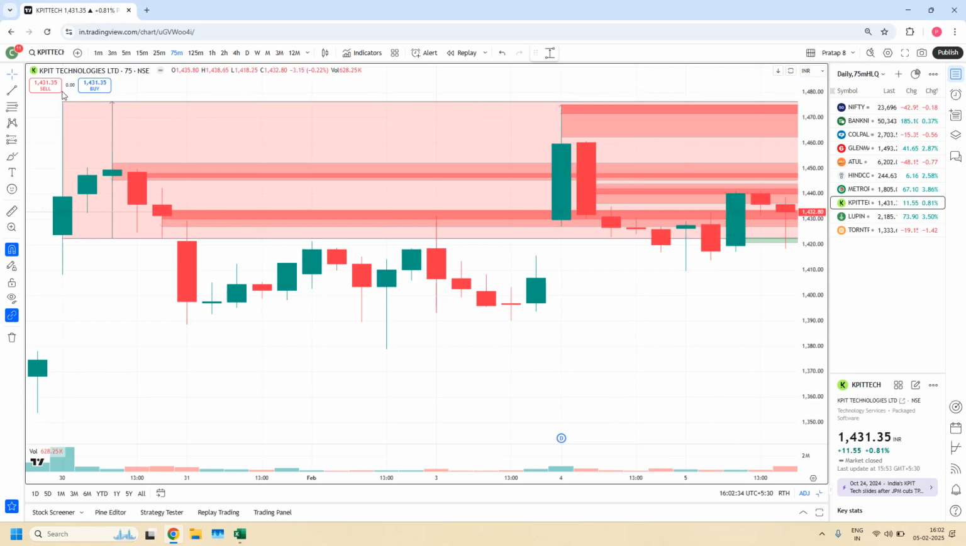First one is KPIT Technologies. This is a 75 minutes high liquidity zone. See here we have a 75 minutes candle. This is a rally candle with a hidden body. Then we have 1, 2, 3, 4 base candles and then a drop candle. This is how our software identified it.